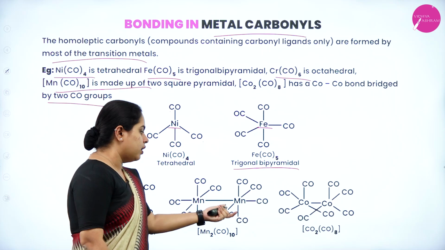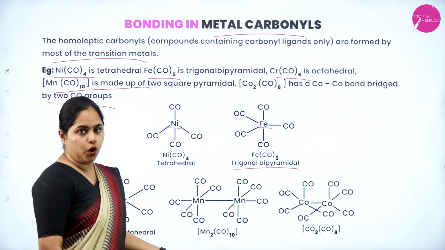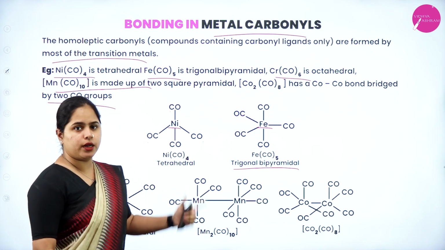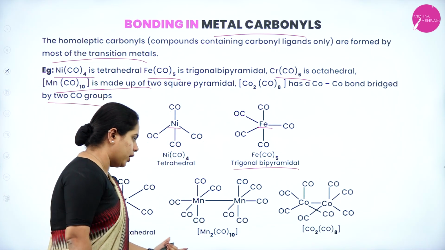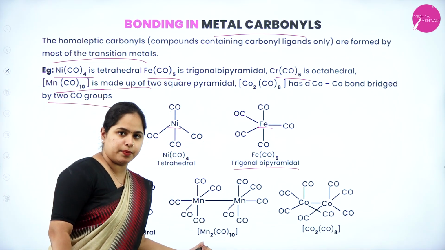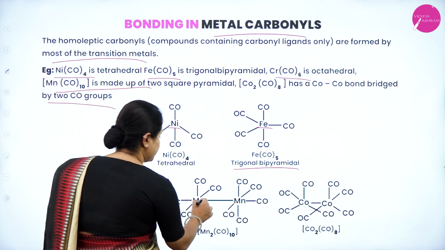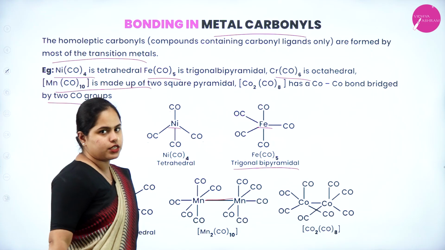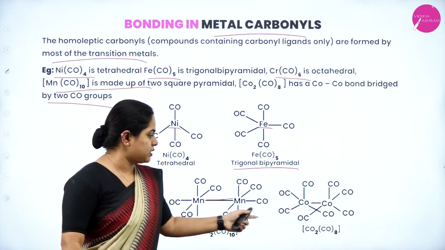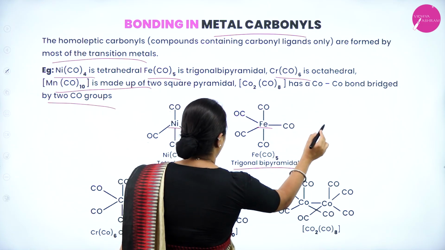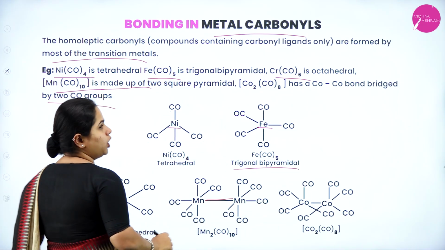Now in the case of Mn2(CO)10, you can see here it is made up of 2 square pyramidal structures. Here one square pyramidal will be there, here another square pyramidal, and these two are joined, and there is an extra bond between the manganese and manganese. Now the last one you can see here is Co2(CO)8. There is a cobalt-cobalt bond bridged by 2 CO groups.